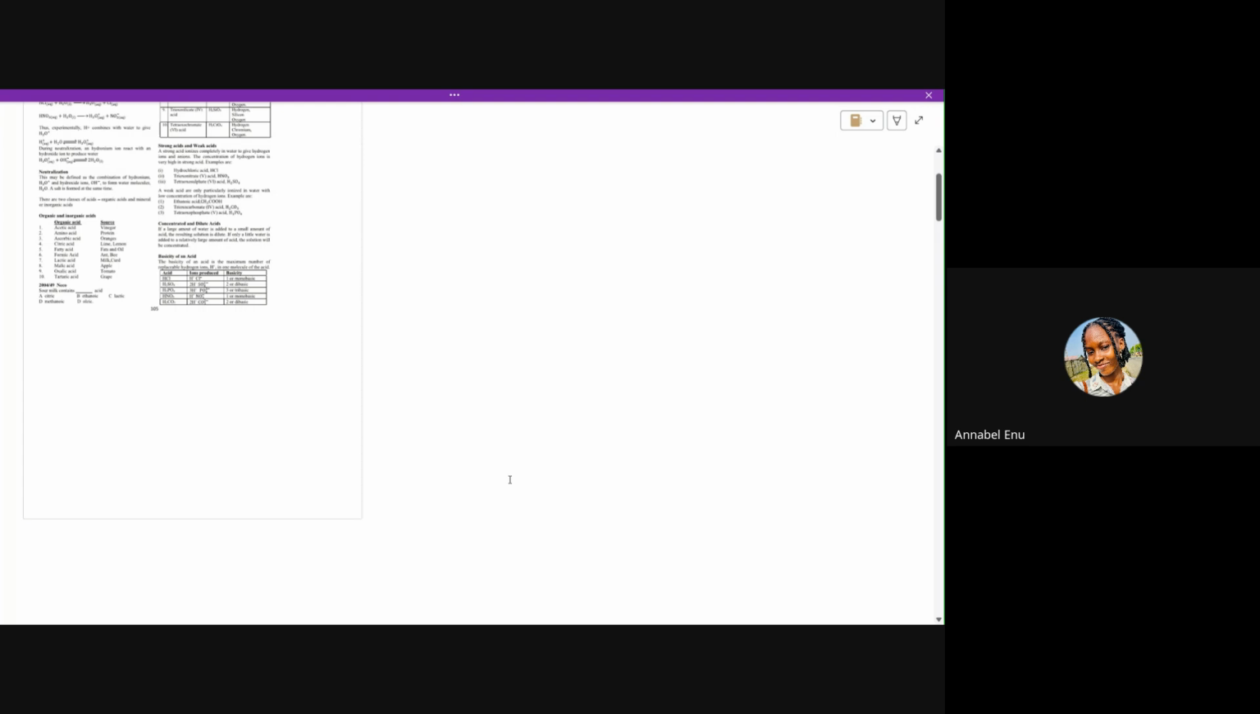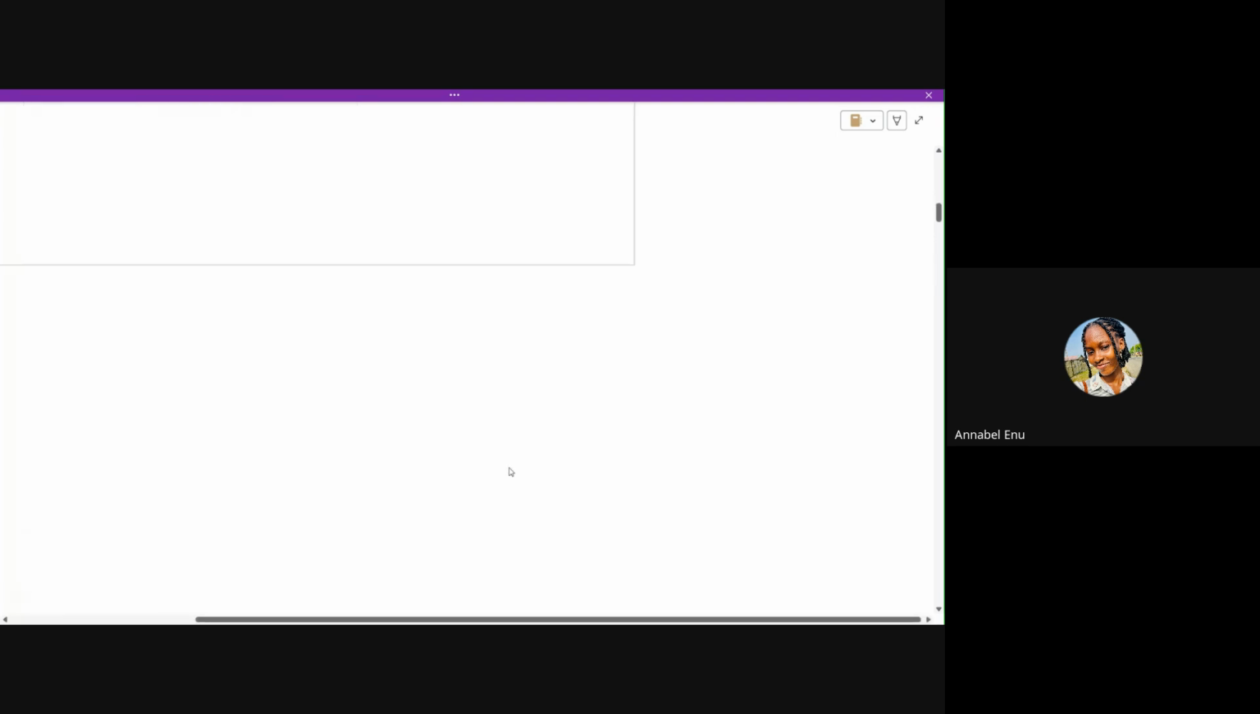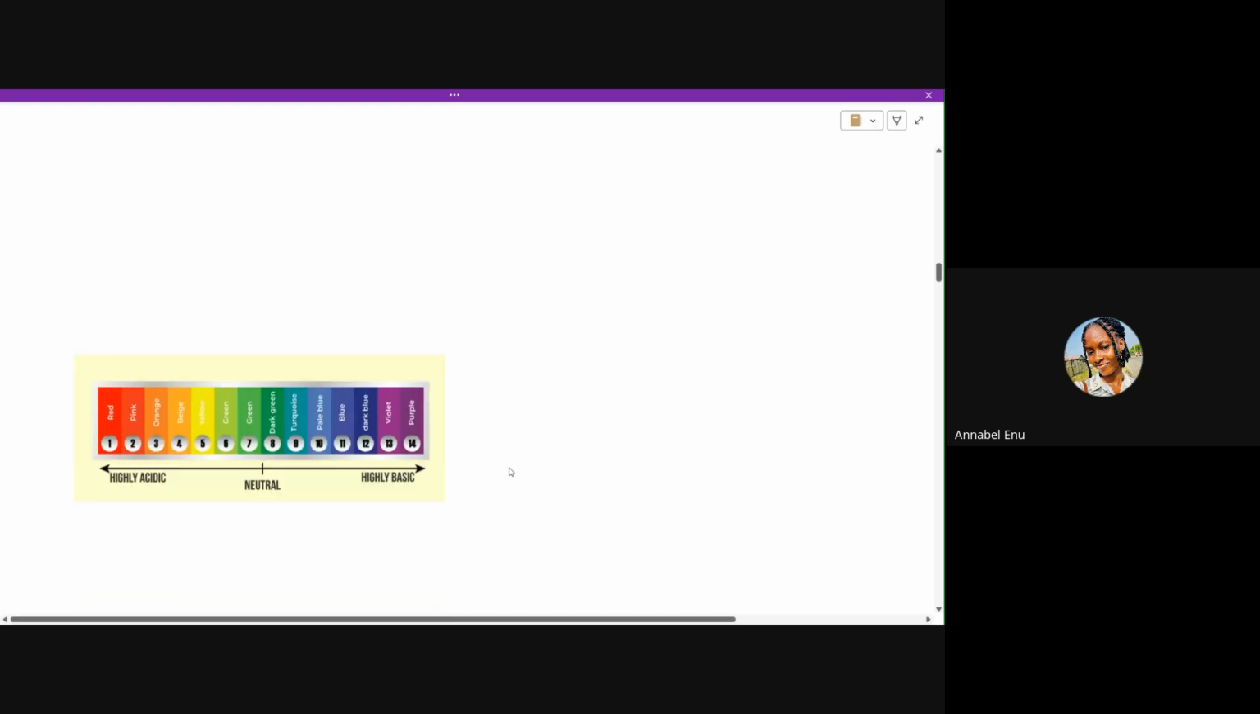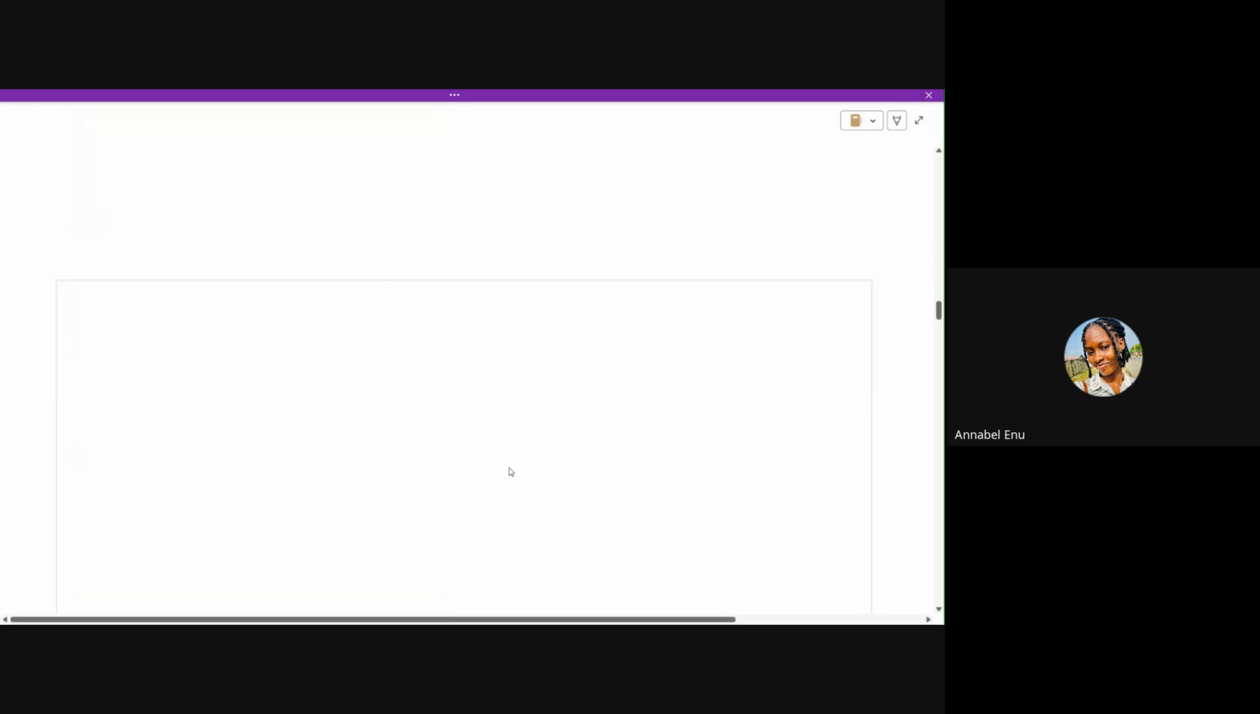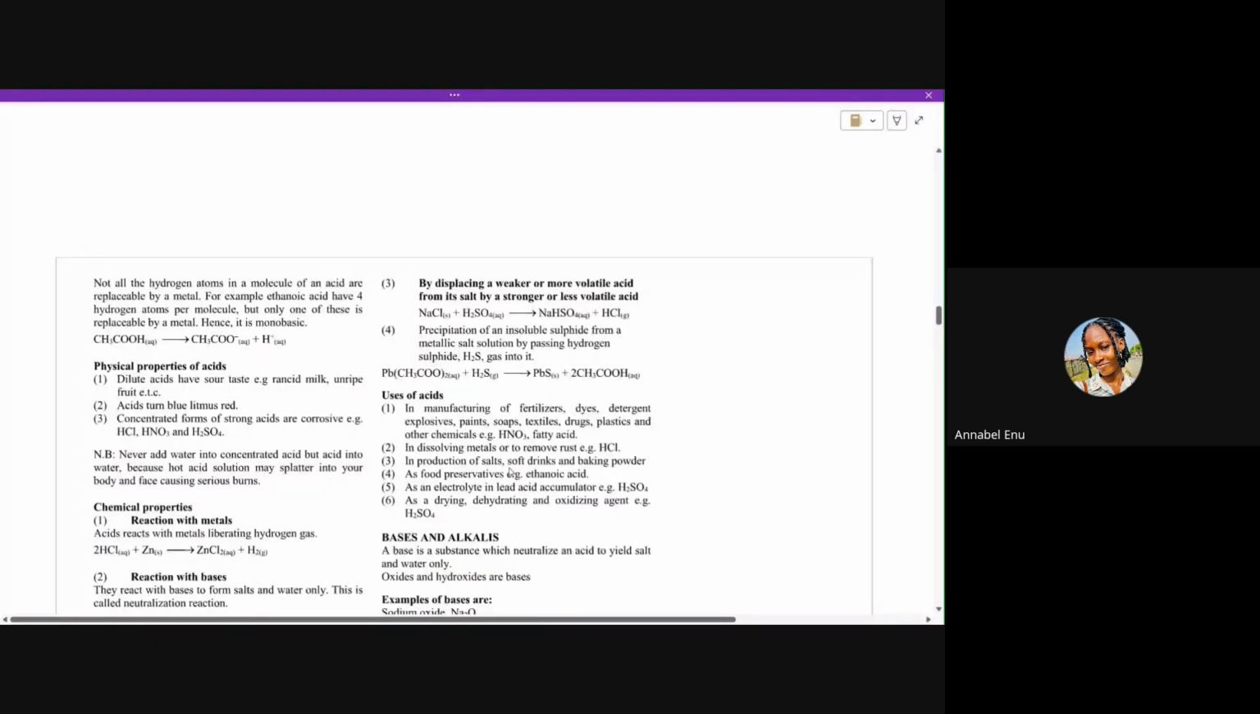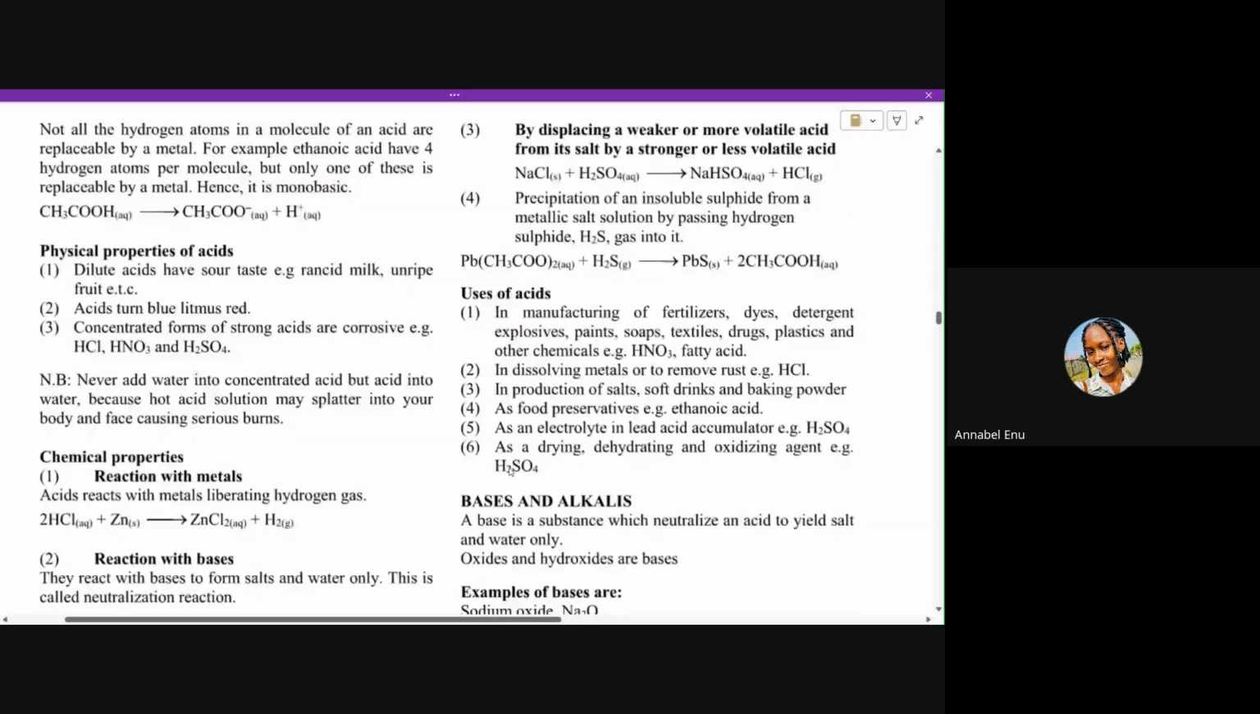So that is it about acids. We said acids are substances that will dissolve in water to give us a positive and a negative end, and usually hydrogen ion. Hydrogen ion will be the positive ion we'll get when we dissolve an acidic substance in water.